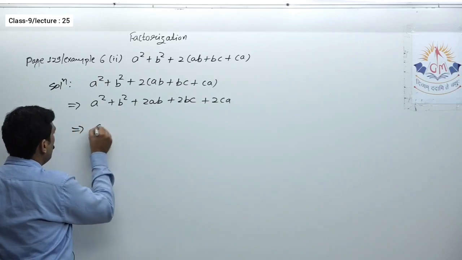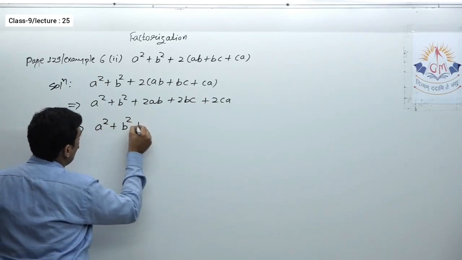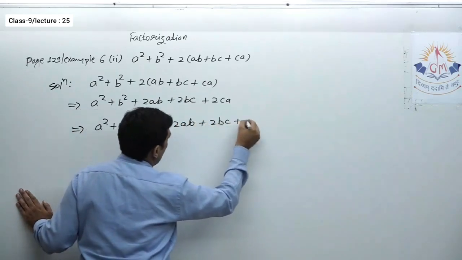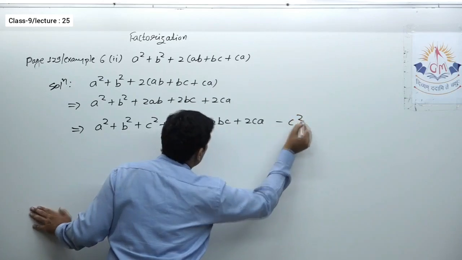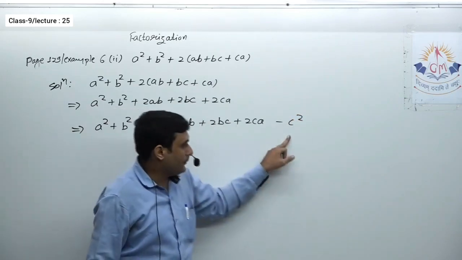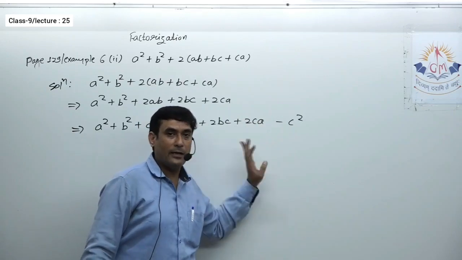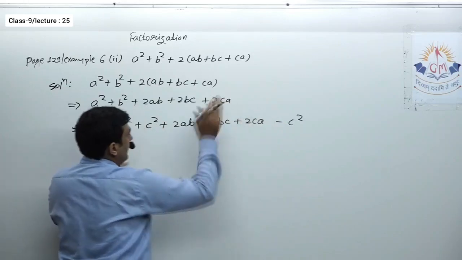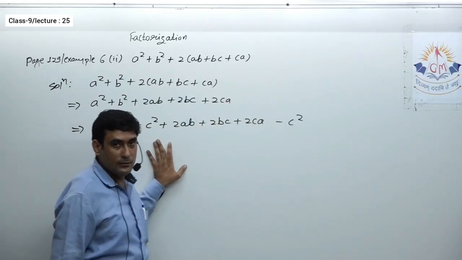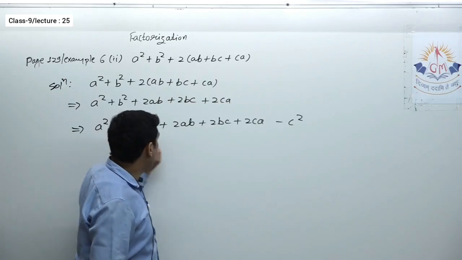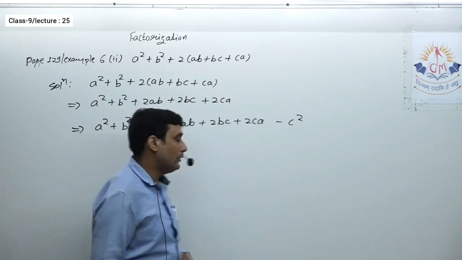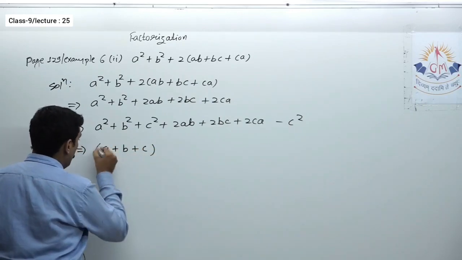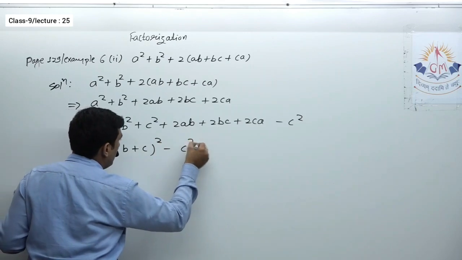So what I will do, I do write a square plus b square plus c square plus 2ab plus 2bc plus 2ca minus c square. What I added, I subtracted. That means I can say the expression remains as it is. Now some of you, what, do you cancel this? If you cancel this, you will get the same thing. We included this so that we'll get an identity of a plus b plus c whole square. So here now I can write a plus b plus c whole square minus c square.